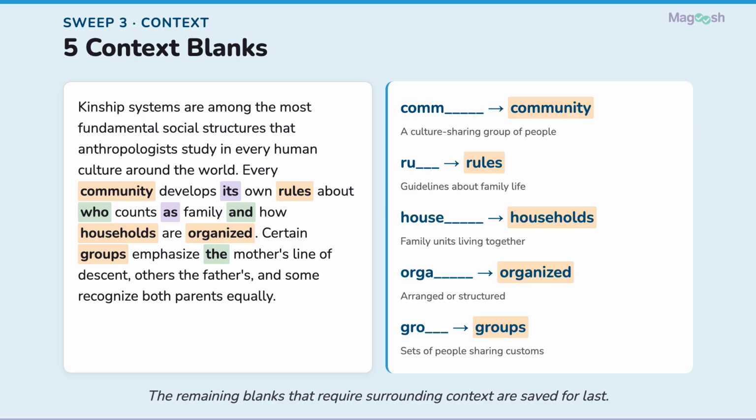Next up is house blank. Another way to refer to families is as households. The provided house is doing the heavy lifting here, and then the context allows us to confidently answer that. Then we have a word that starts with ORGA. That's a rather unusual spelling. Plus, given that the passage is talking about how families are structured, another way to say that is organized.